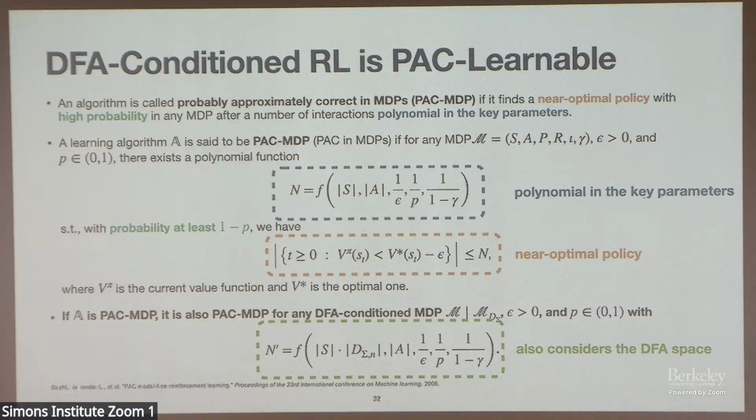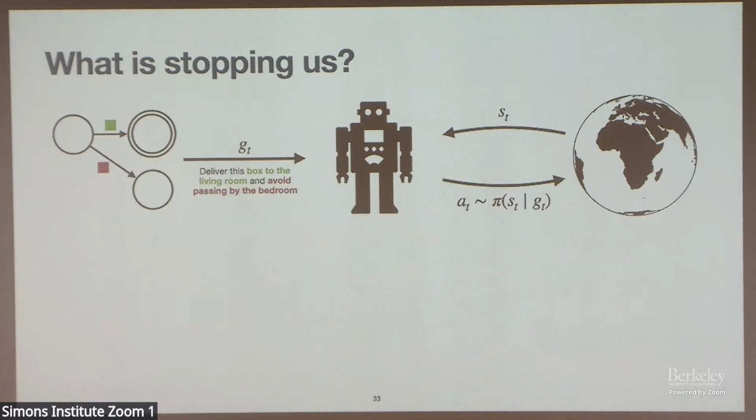Nothing surprising here. These PAC learnability results were given for single tasks, using DFAs in single task settings. Those results were given previously. We are just extending it to the automata conditioned setting, and through our construction, it's very easy to do. Okay, so it's PAC learnable, everything is good.